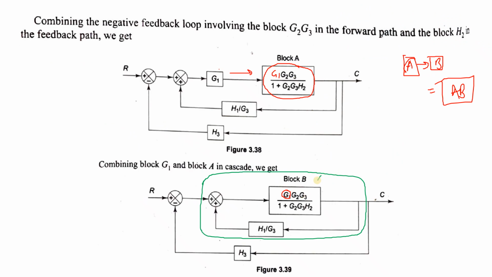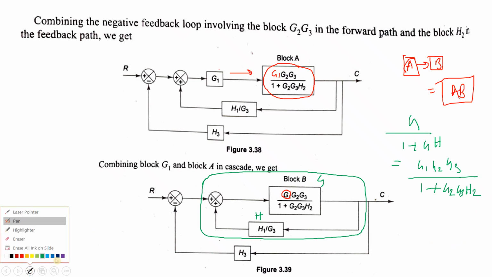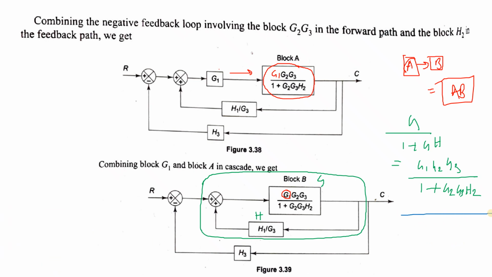If this is visible, then we will target that. Okay, in this case this is G. So as we know, G by 1 plus G into H, this is H. You just put the values, what will happen? The numerator will be G1 G2 G3 by 1 plus G2 G3 H2. This is numerator only, then divided by 1 plus.